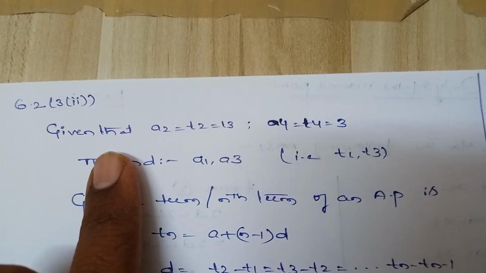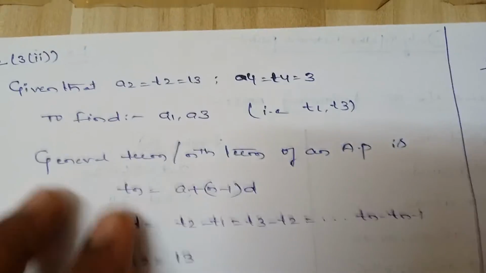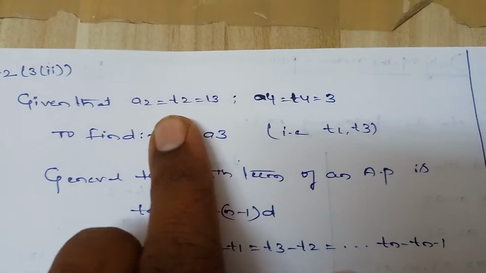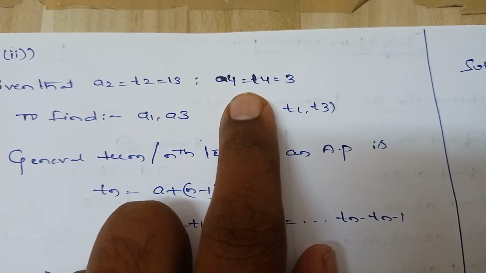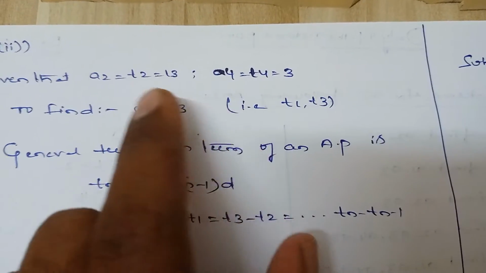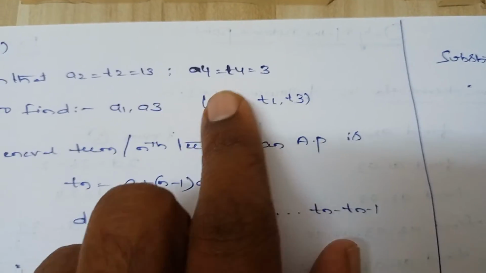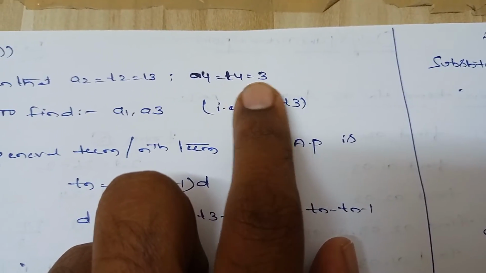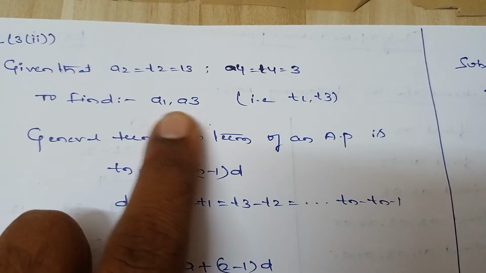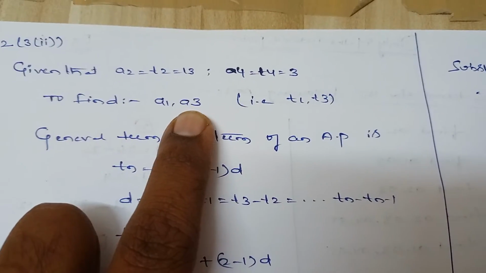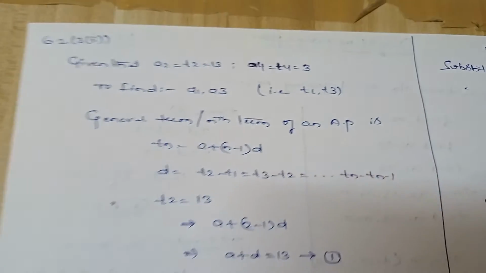See guys, what is given? First mention that as a given that A2 or second term T2 is nothing but 13, and A4 or T4, you can represent either A with letter A or with letter small t. Okay, both are same. A4 or T4, fourth term is given as 3. They are asking to find first term, nothing but A1, third term, nothing but A3. Or you can represent either T1 or T3 also.